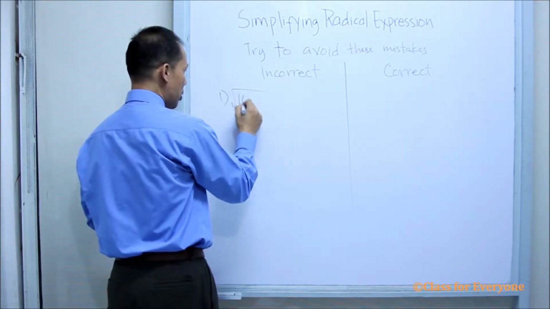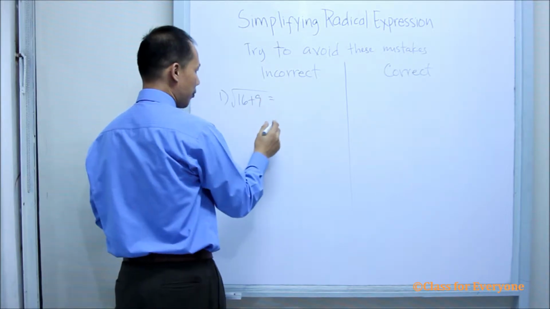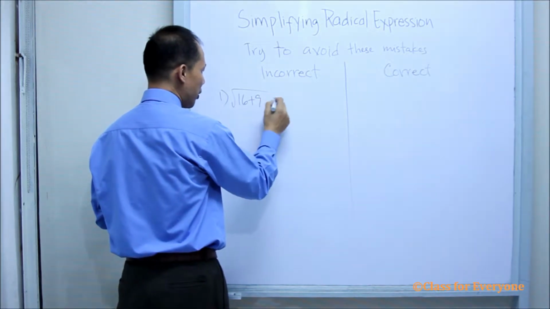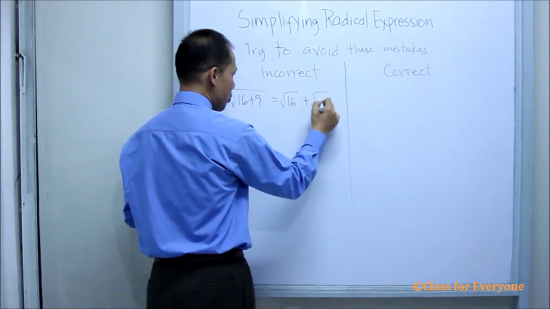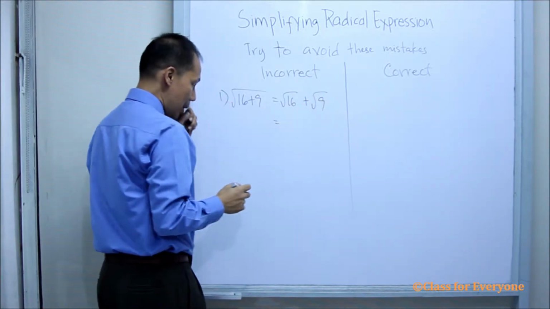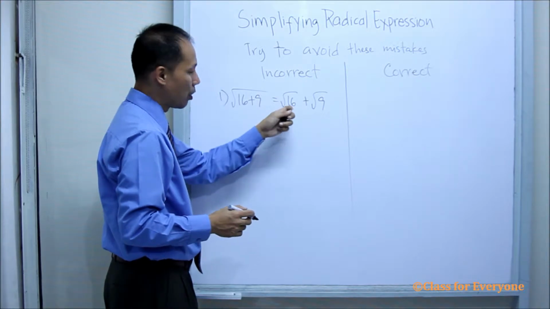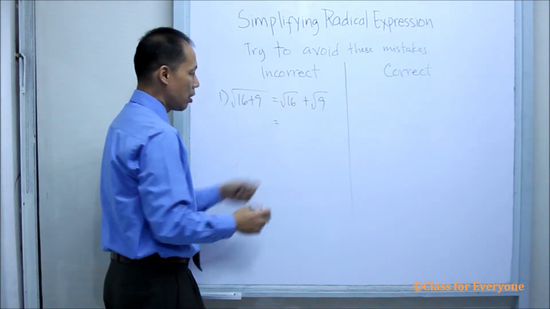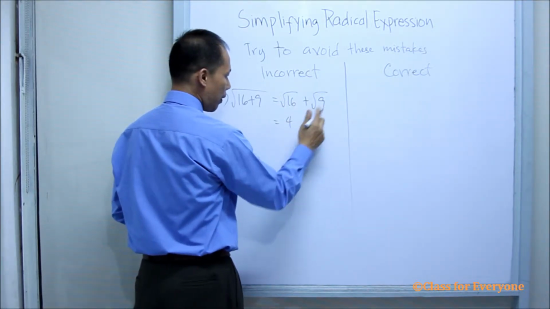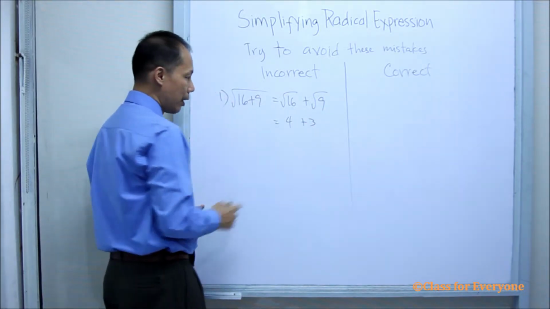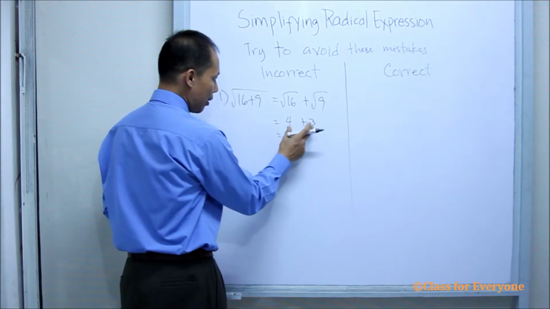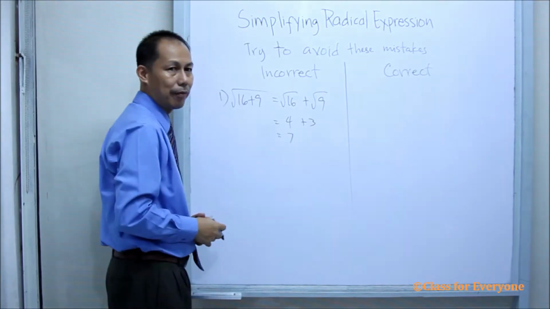The square root of 16 plus 9. The student presented it as the square root of 16 plus the square root of 9. Since the student knows that the square root of 16 is equal to 4 and the square root of 9 is equal to 3, then their sum is 7.